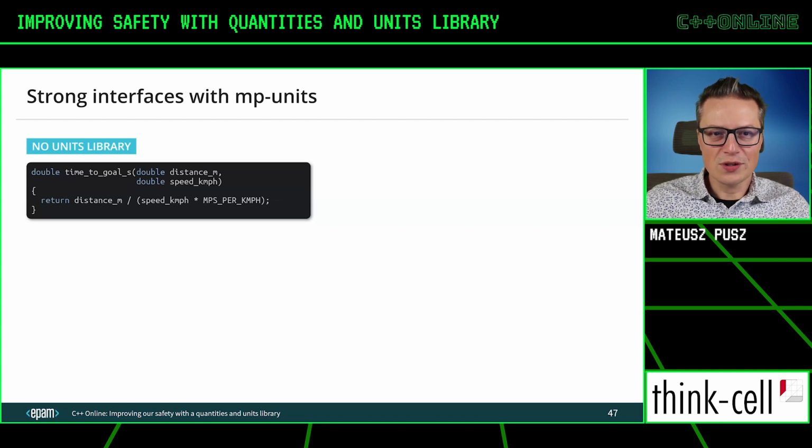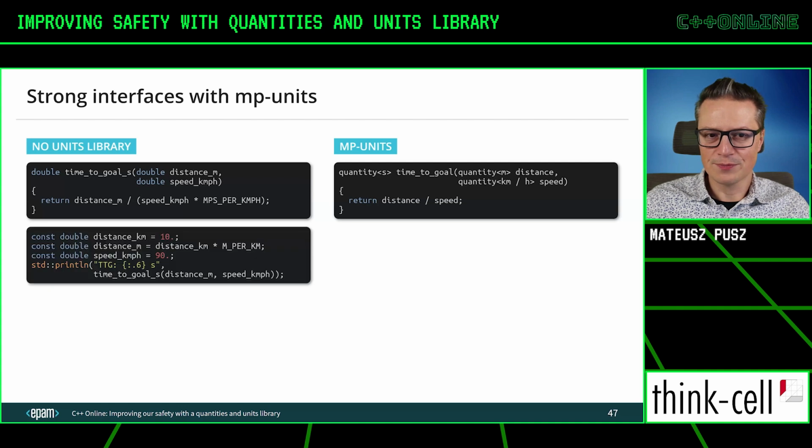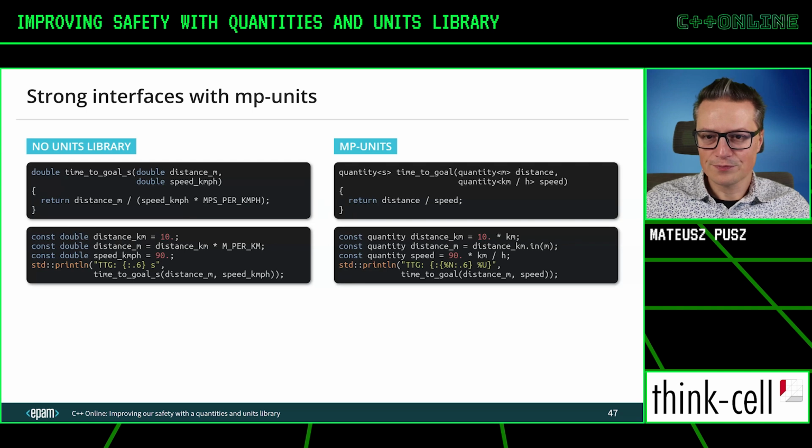All right, so we have this non-use library case, and we said we have the same case using a strong library like mp-units. All right, we provide some calculation here, another one here, and this provides the same outcome. Notice how hard it is to track the unit basically returned by the function. The unit is attached to a function name, not to a variable being returned, right?